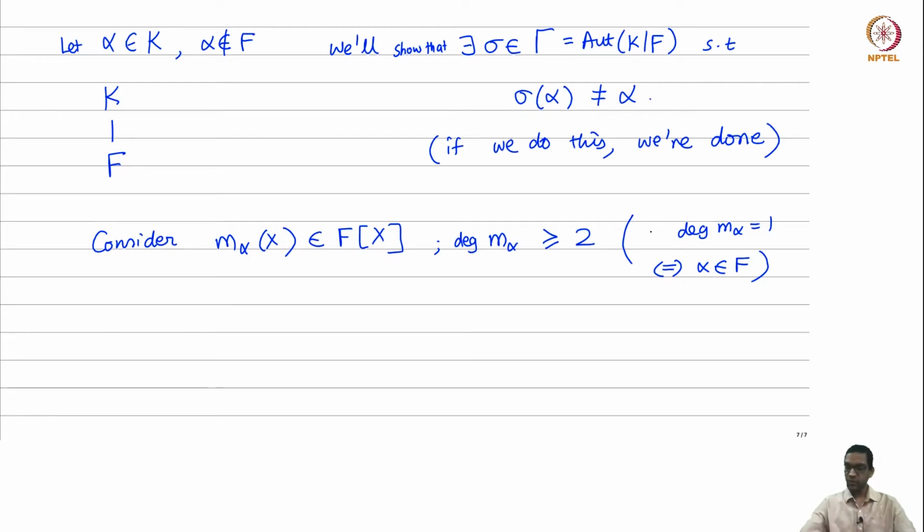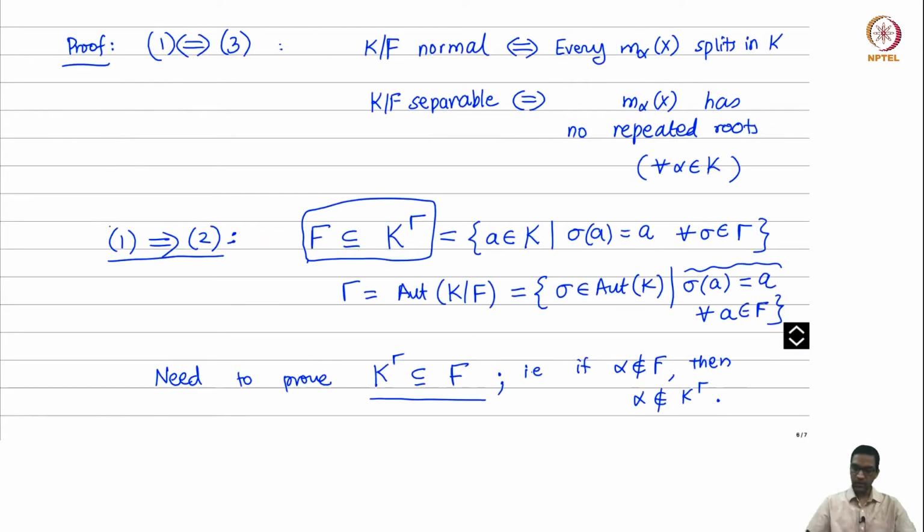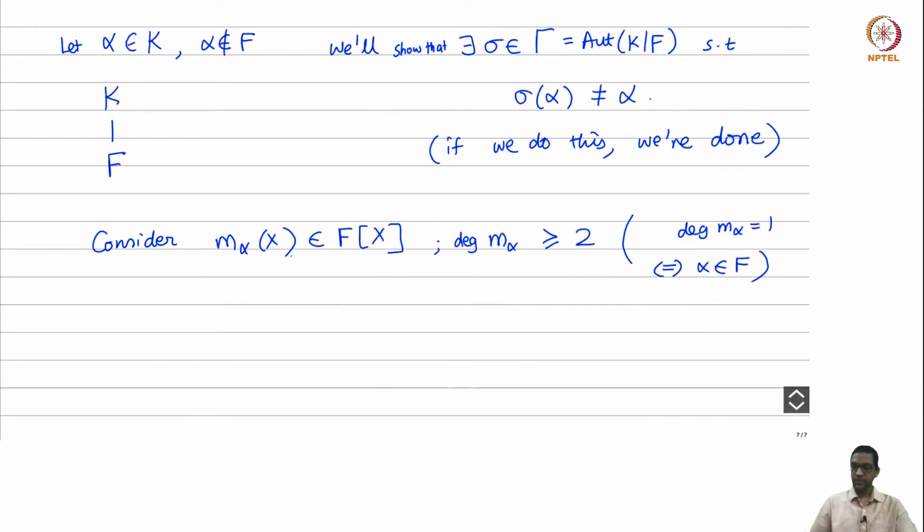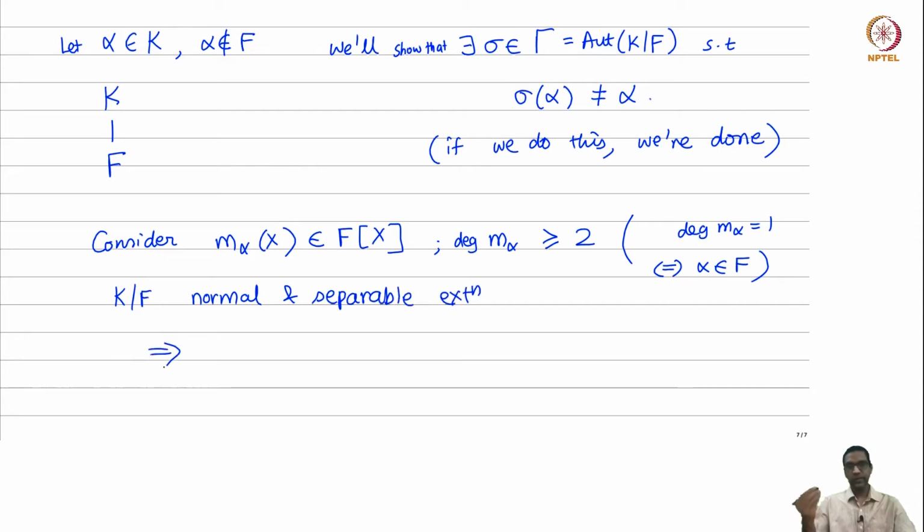Well, what are we assuming? We are assuming that the extension is normal and separable. So now here is an irreducible polynomial m alpha of x. Look at its roots. So look at K over F. I have assumed that it is Galois. So in other words, I know that this is a normal separable extension, which implies, or you can think in terms of property 3, which is the same thing.